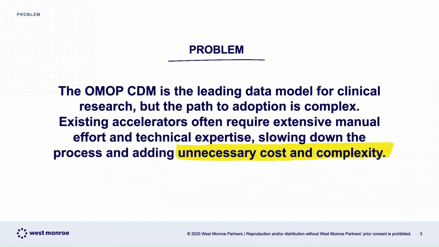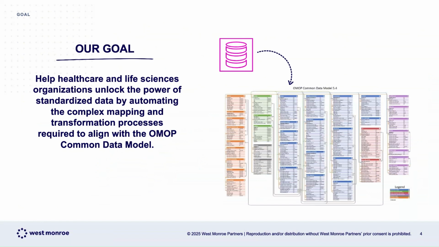OMOP in a box, powered by West Monroe's Intelio Hopper, offers a faster, smarter way to migrate data to the OMOP standard. At West Monroe, our goal is simple: to help healthcare and life sciences organizations unlock the power of standardized data by automating the complex mapping and transformation processes required to align with the OMOP CDM. By reducing manual effort and streamlining the migration process, we enable organizations to move from months-long timelines to actionable insights in weeks. This enables teams to focus on leveraging their data for analytics, decision-making, and improving patient outcomes.